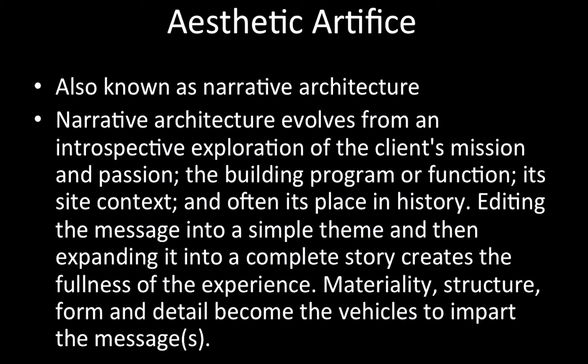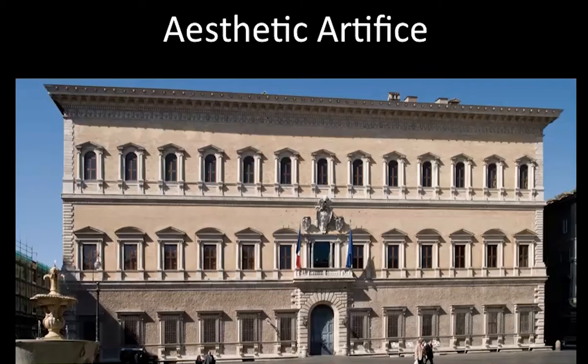Basically, what this is saying is that narrative architecture is about making sure that who the building is for is reflective of how it's built, so that what the building's owner does, what they stand for, what they mean in the world is reflected in the building that encases them. This is the Palazzo Farnese, built in 1517 in Italy. It's designed by Antonio di Sangallo, an Italian dude.